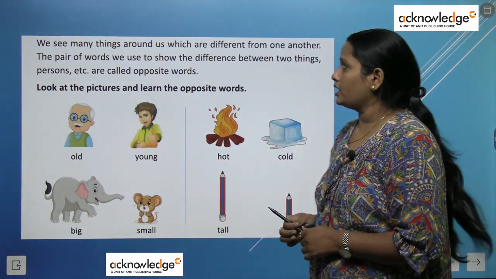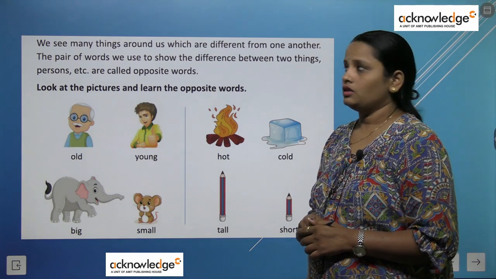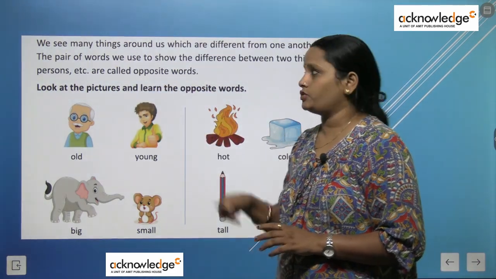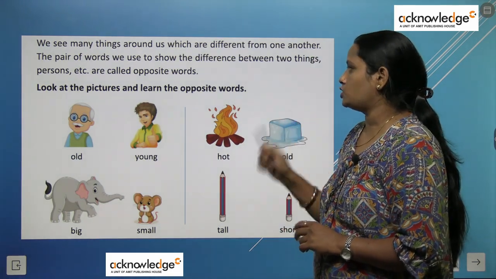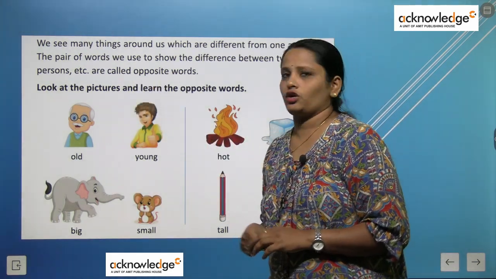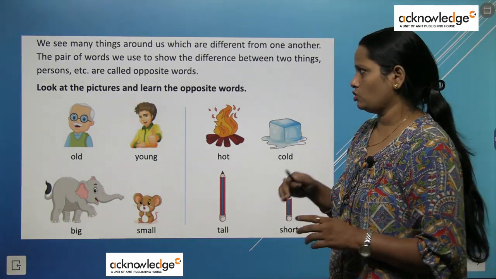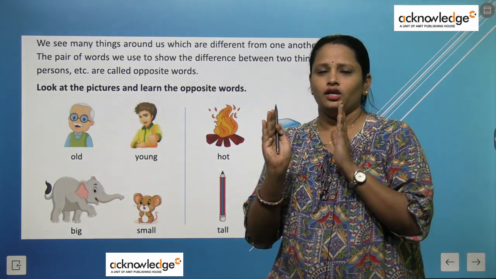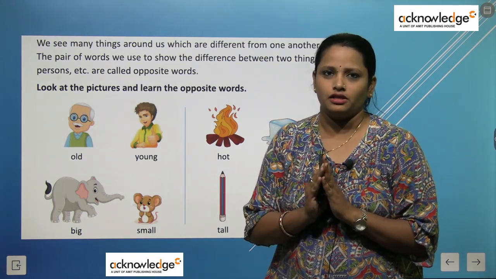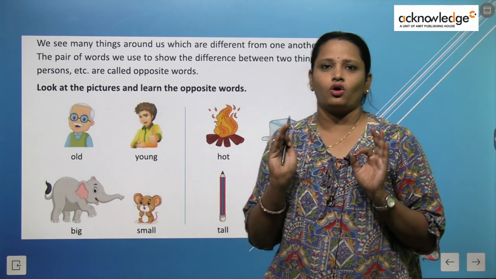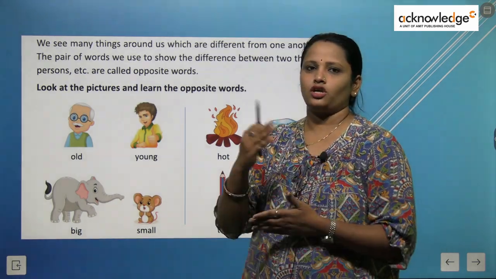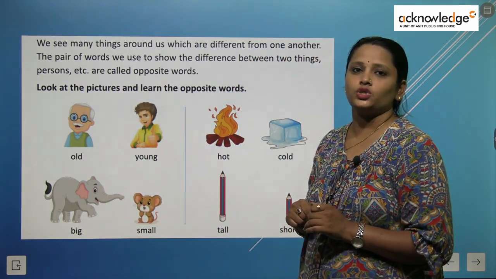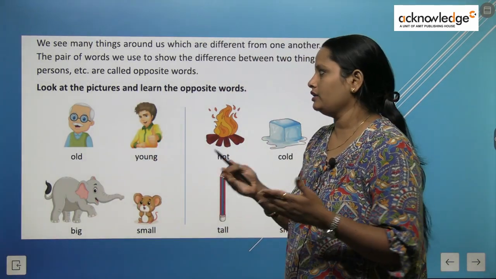We see many things around us which are different from one another. The pair of words we use to show the difference between two things, persons, etc. are called opposite words. So, the word opposite means both the things are not looking similar. I have two things and both are not similar. They are opposite of each other. So, with the given examples, we will understand more and more.